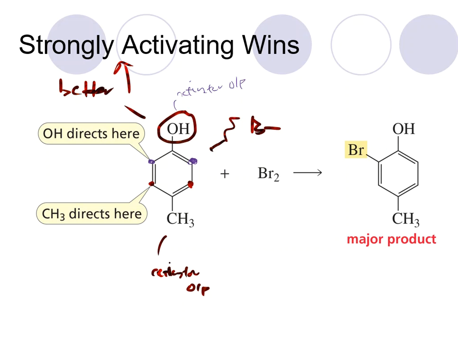And that OH group is going to say, I am stronger. I'm going to make the decision. My para is already taken. So you are going to listen to me and go to my ortho positions. So these, those are not choices for that bromine to go to. That OH group is going to make that bromine go ortho, because it's an OP director. Now, they've drawn the structure with the bromine on the left, but you could also do it to the right. It's the same molecule. It doesn't matter.